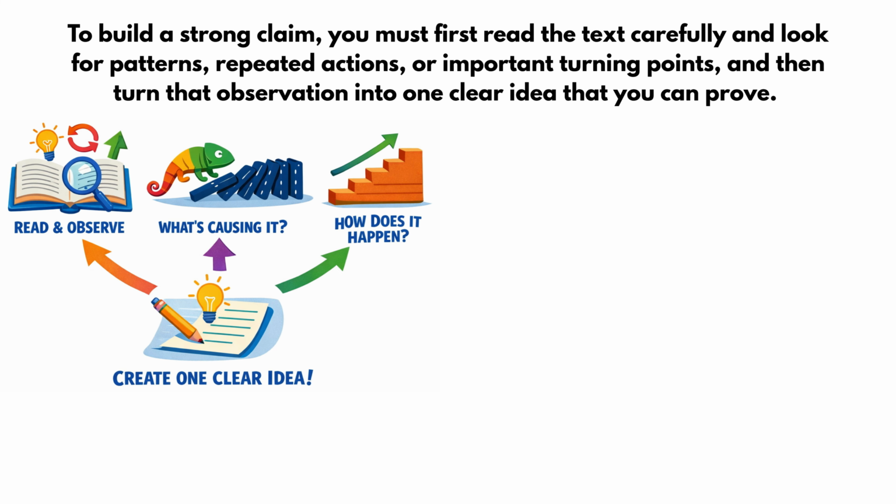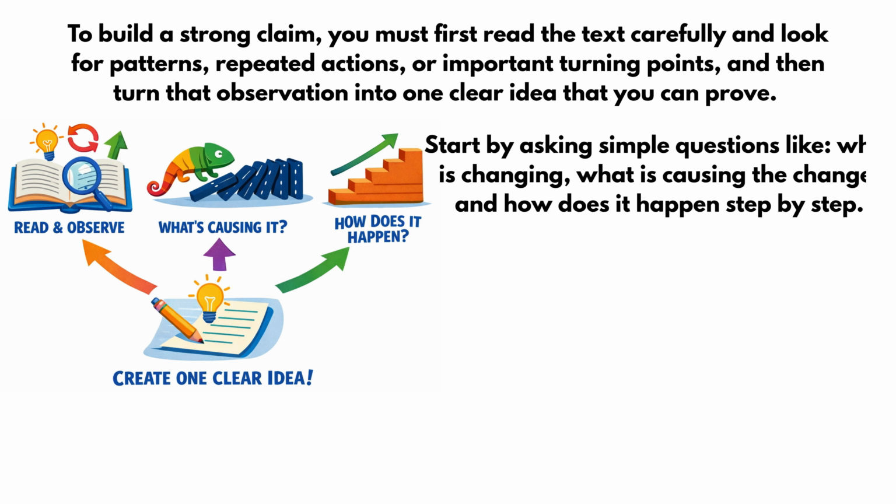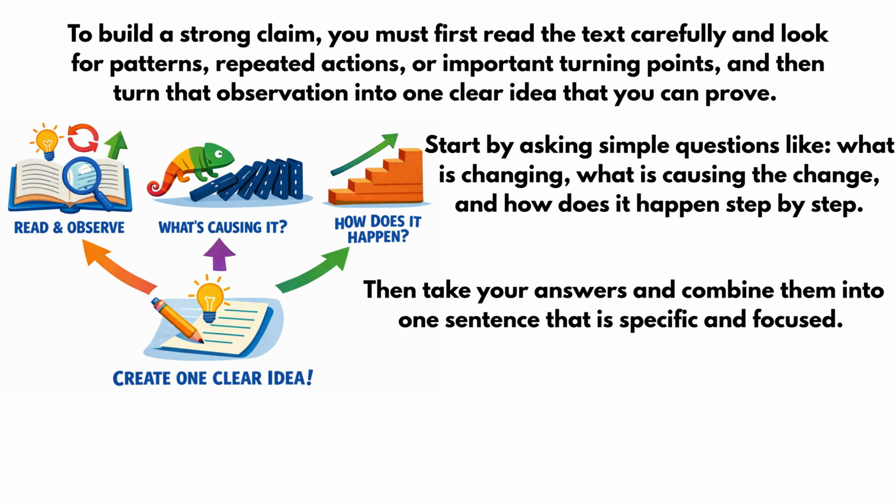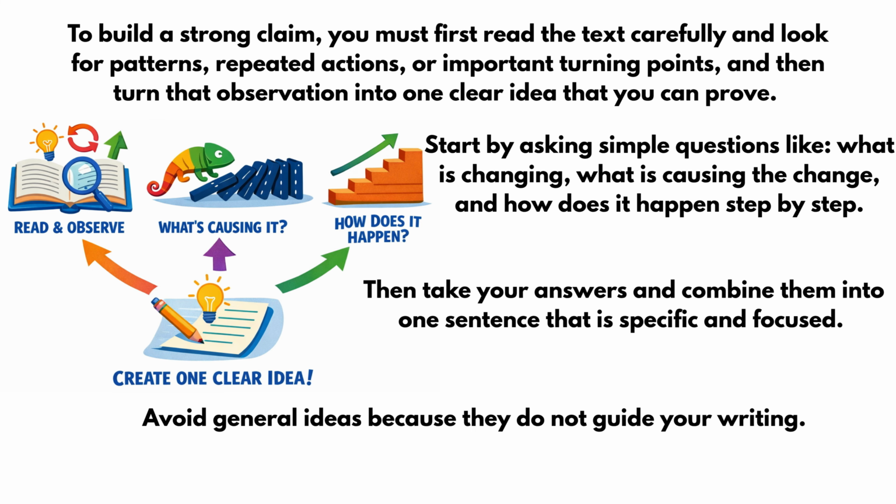Build a strong and specific claim. To build a strong claim, you must first read the text carefully and look for patterns, repeated actions, or important turning points, and then turn that observation into one clear idea that you can prove. Start by asking simple questions like, what is changing, what is causing the change, and how does it happen step by step? Then take your answers and combine them into one sentence that is specific and focused. Avoid general ideas because they do not guide your writing.